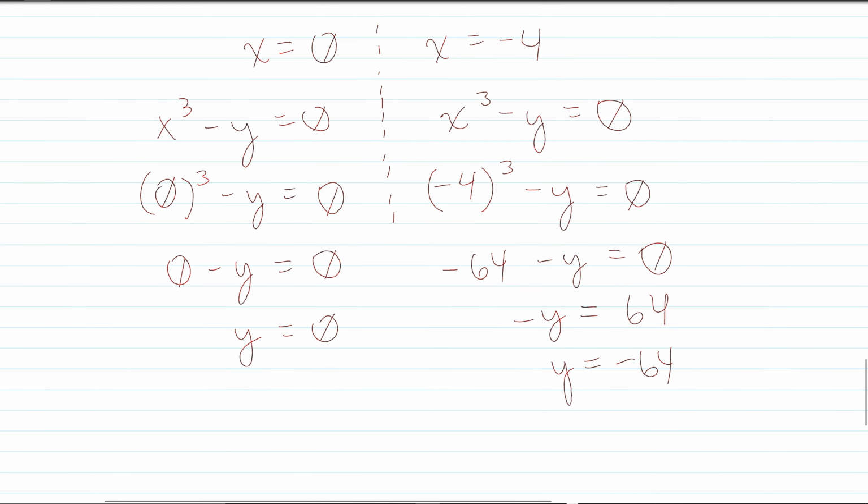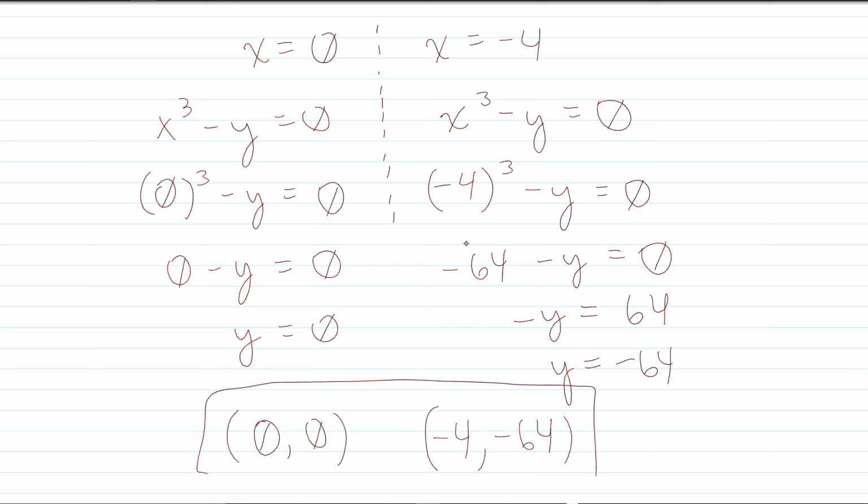So it looks like the two ordered pairs are (0, 0), right? The zeros are x and y. And on this side, (-4, -64). So these are the two ordered pairs that satisfy this system of nonlinear equations in two variables.